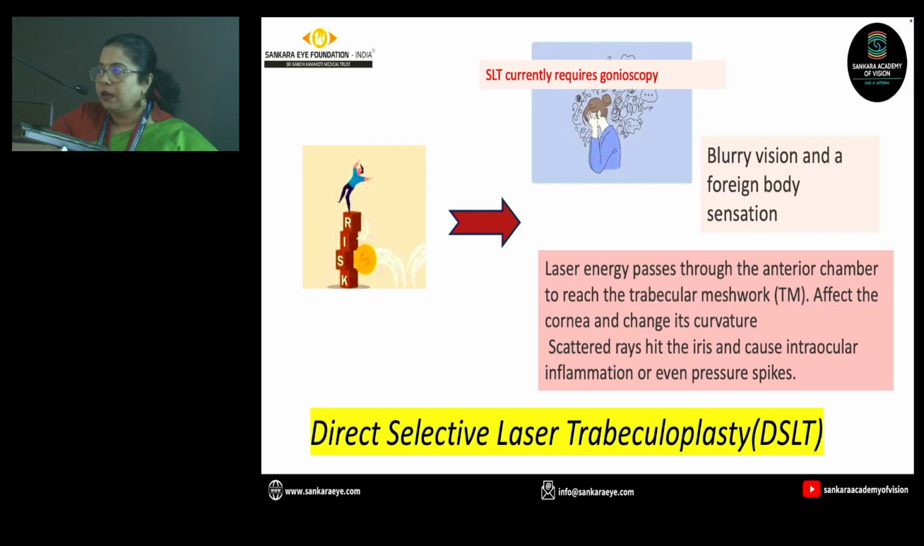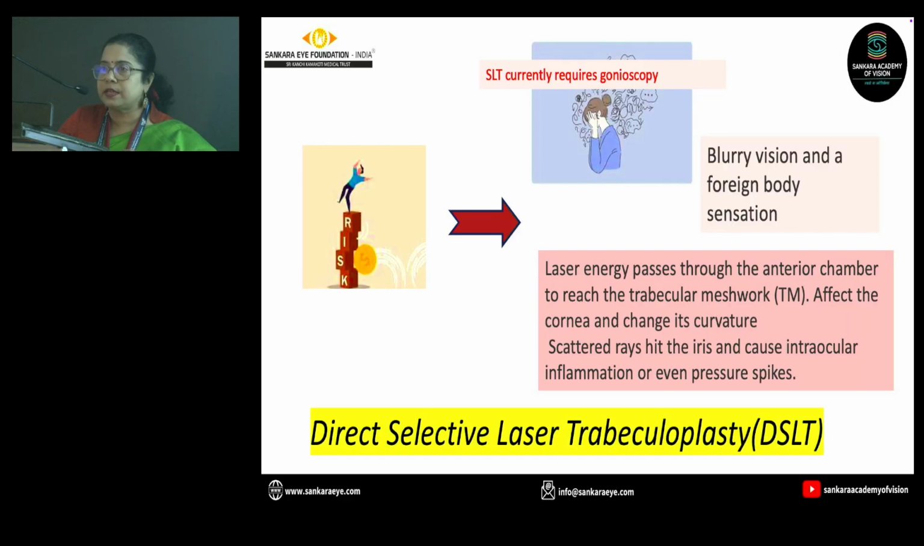cyclophotocoagulation. Now, what is the downside of an SLT? There is always a phobia: don't put anything onto your eyes. SLT requires a gonioscope to continue with the procedure, and it can cause blurry vision and foreign body sensation to the patient.